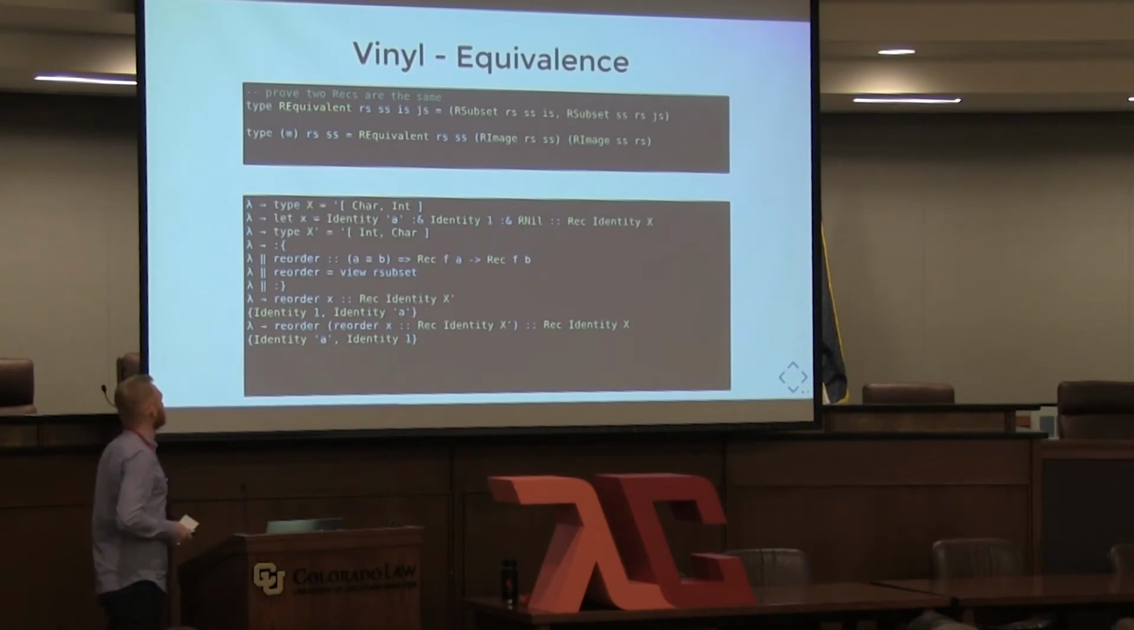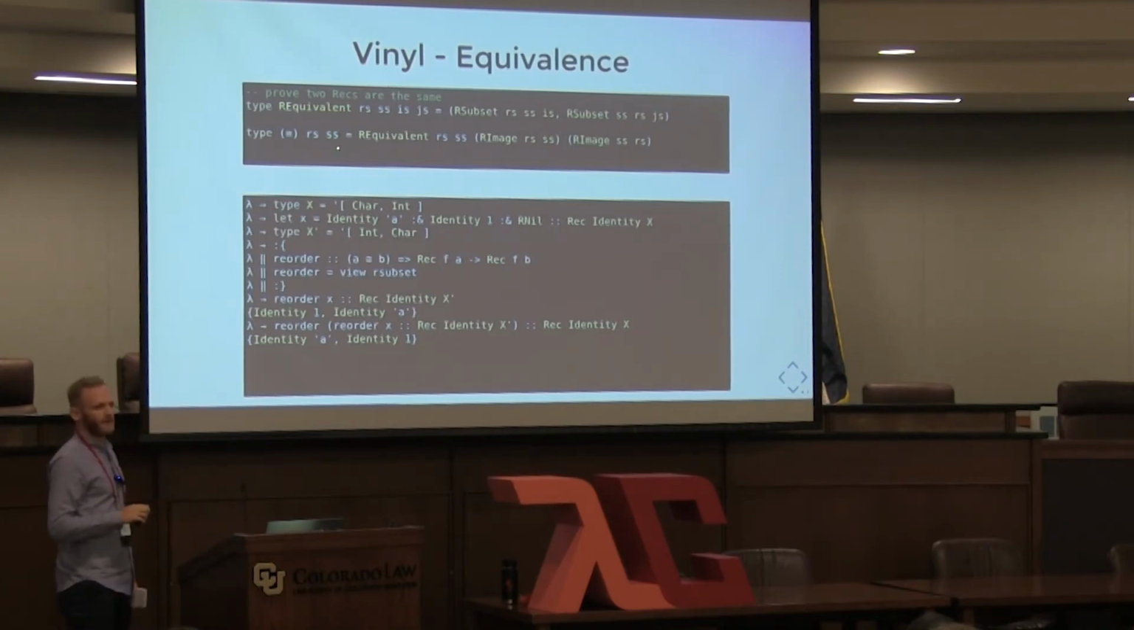All right. Equivalence. This one's just simple. It says what I said before. If you have two things that are subsets of each other, IS is just the list of naturals for the indices of RS in SS, and JS is the inverse mapping of SS onto RS. Then they're equivalent, and this congruency operator denotes that.